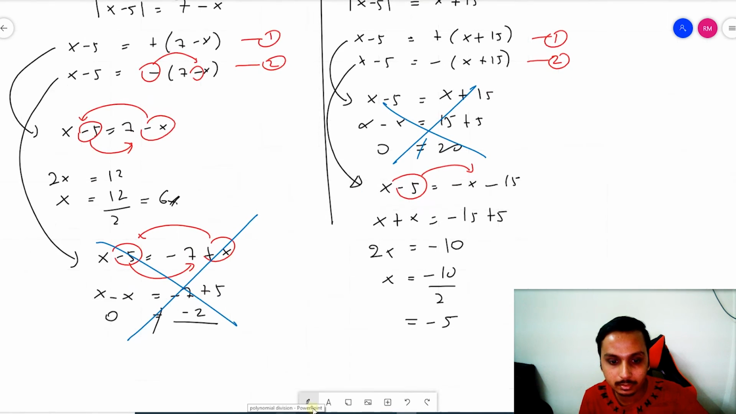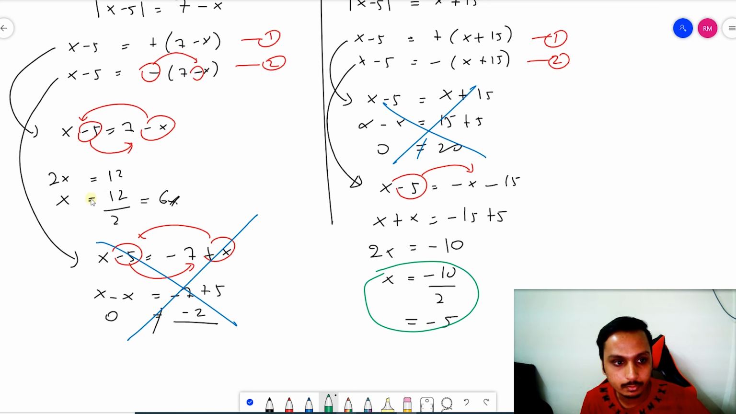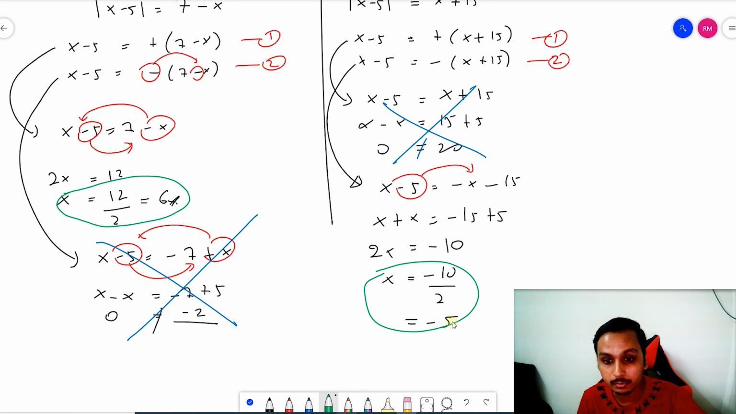Therefore, the answer is x equals to 5, and the other one is x is equals to negative 5, and x is equals to 6, and that is the answer for the equation that we saw just now. Alright.